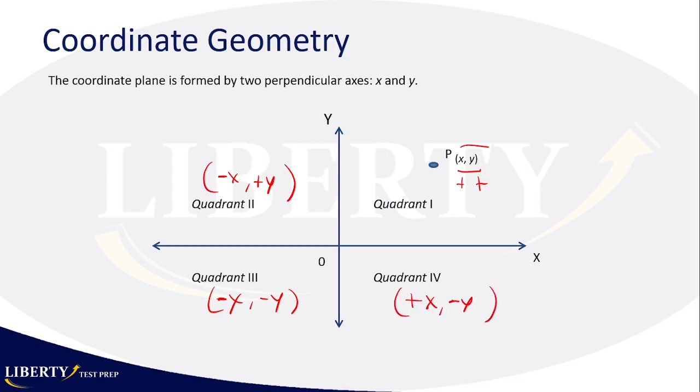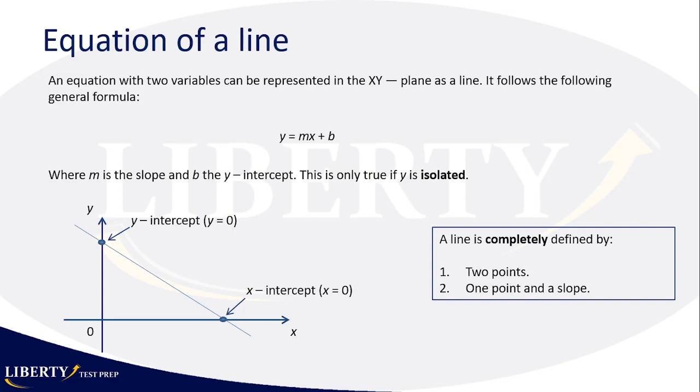So this is easy, and now we're going to learn how to draw a line, because they're going to mix a lot of lines with this coordinate plane. So what is a line? You already know that. A line is infinite, so it goes to infinity. But the equation will be given by something like this: y equals mx plus b. An equation with two variables can be represented in the xy coordinate plane as a line. It follows the following general formula.